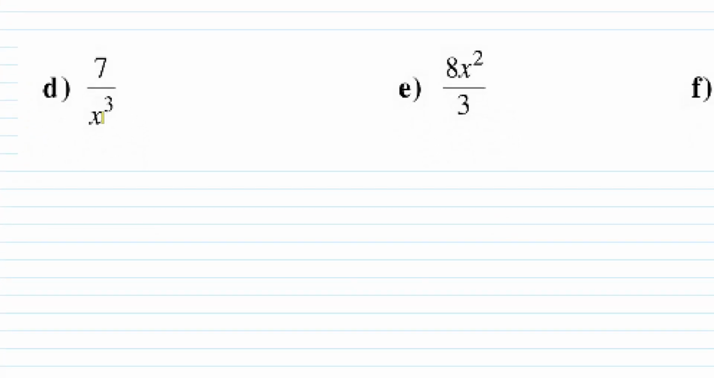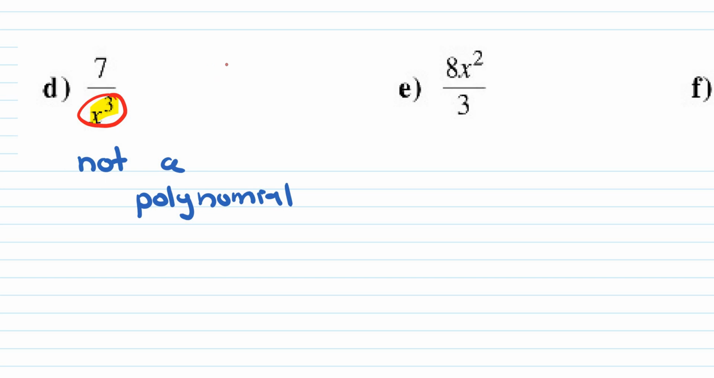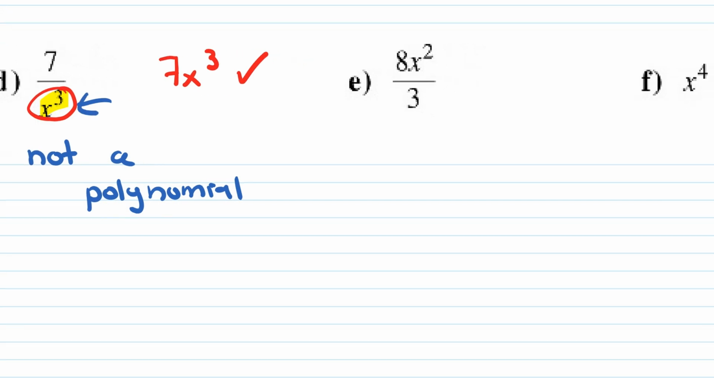And for letter D here, since the variable and the power is on the denominator, this is not a polynomial. So basically all powers have to be on the numerator, right? So if the question was 7x to the power 3, then this is a polynomial. But since the power is on the denominator, on the bottom there, that is not a polynomial.